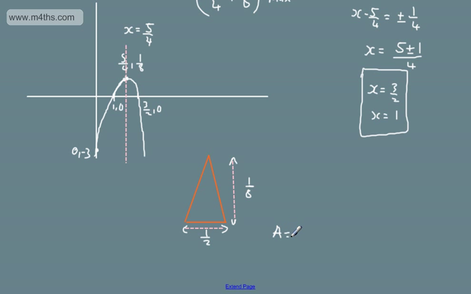So the area is going to be the base times by the height divided by 2. So we'll have the area is going to be 1/2 multiplied by 1/8, which gives us 1/16, and then we divide by 2. So we can say now that the area is going to be equal to 1/32 units squared. And that now is the area of a triangle.